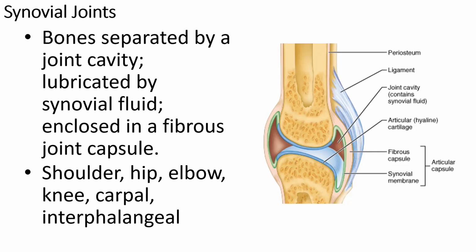So anyway, where do we see the synovial joints? The shoulder, the hip, the elbow, the knee, the bones of the wrist, the bones of the feet, the fingers, all of these structures here where we have the bones coming together, where we want to have free movement.